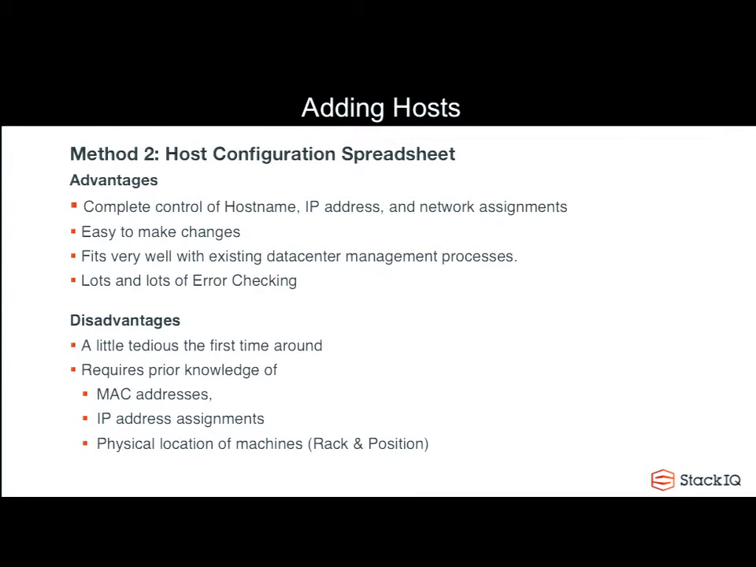Lots and lots of error checking. When you import a spreadsheet, we do a lot of error checking to make sure that your IP assignments are sensible, in the correct network spaces. They're named correctly. If you've missed out host names or interface names, it'll warn you about all those things. There's a lot of advantages to that. The disadvantages are, the first time around, it's pretty tedious. You have to create your spreadsheet first, so it's a little bit of a headache. But again, it's only once.